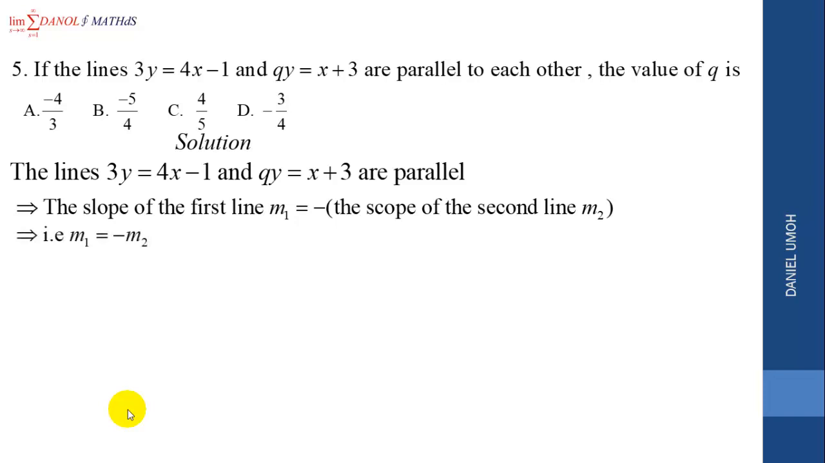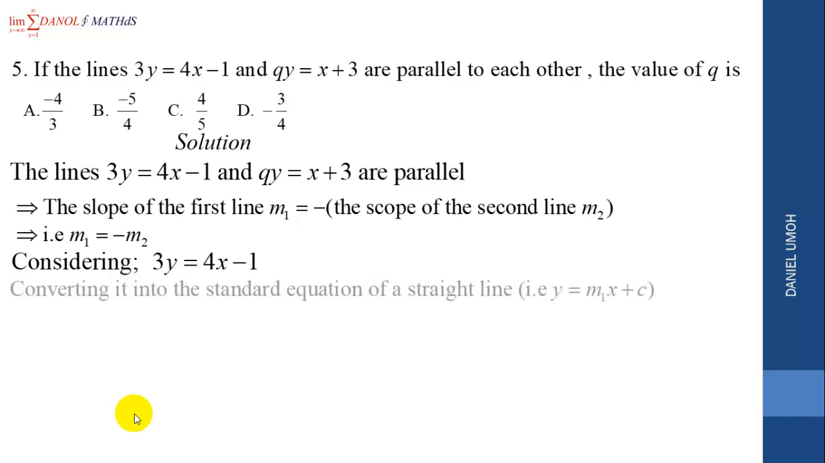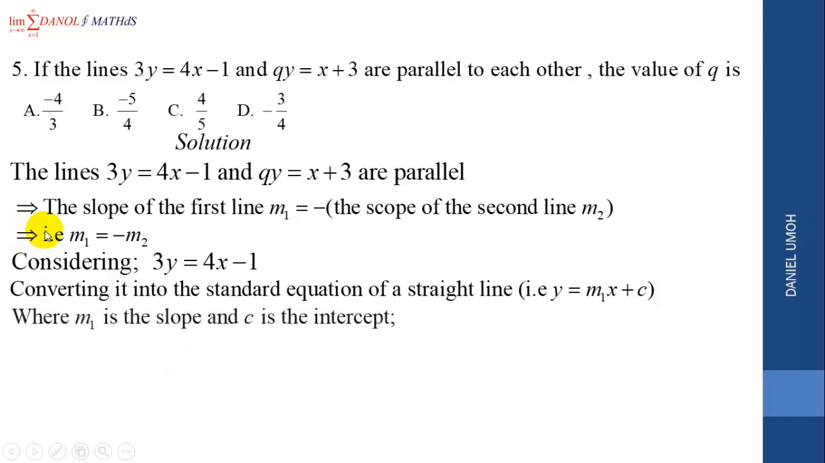So what we are going to be doing here is first to obtain the slope of the two lines. So we are going to first consider the first line, 3y equals 4x minus 1, converting it into the standard equation of a straight line, which is y equals mx plus c. But because there are two lines, we're only trying to distinguish between the two slopes. So we're going to call the first slope m1 and the second slope m2. So converting this into the standard equation y equals m1x plus c, where m1 is the slope and c is the intercept.